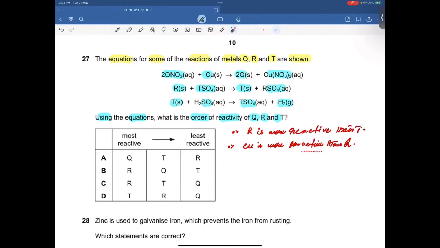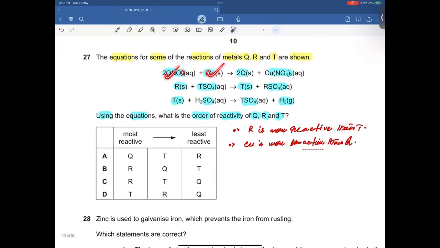I think R is more reactive because T is more reactive than hydrogen, R is more reactive than T, and copper is more reactive than Q. So that indicates that R is the most reactive one. The most reactive one is R, and the least reactive one could be Q, because copper can displace Q. That means Q is less reactive than copper.